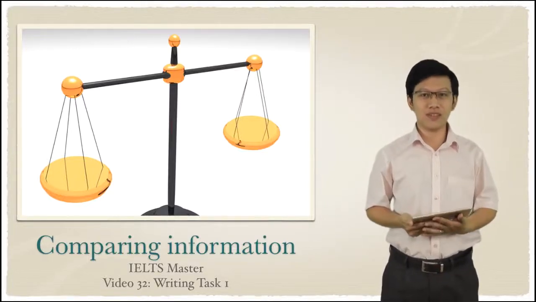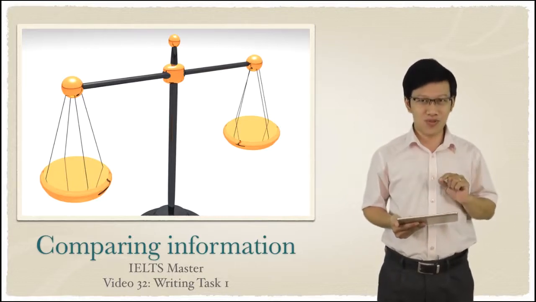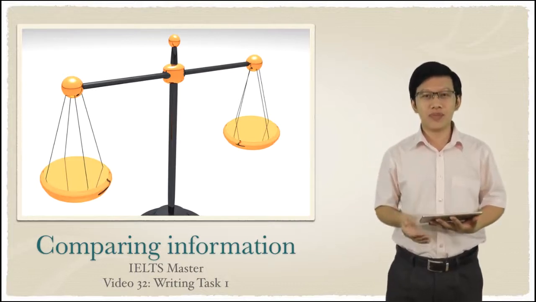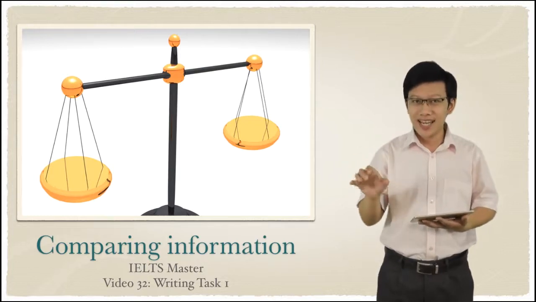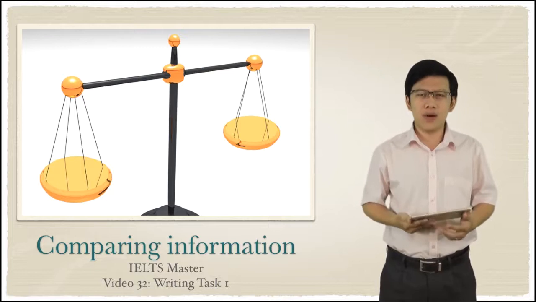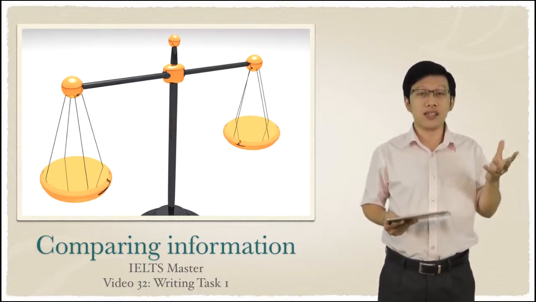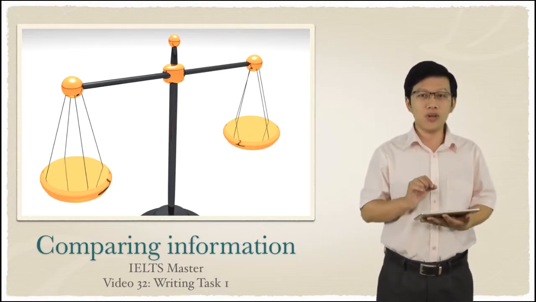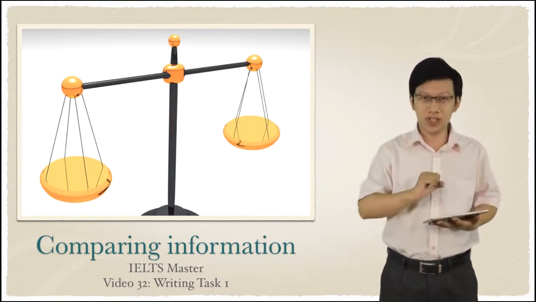This is video number 32 and we are continuing to talk about writing task 1 in the IELTS. In the previous video, we were talking about trends, right? The verbs and the nouns in order to describe the trends and how we can possibly look at the graph, the chart and understand the data before we actually start writing. In this video, we will talk about something else, which is comparing information.